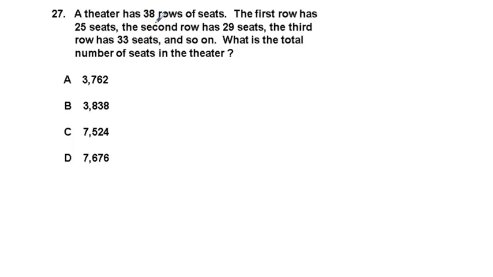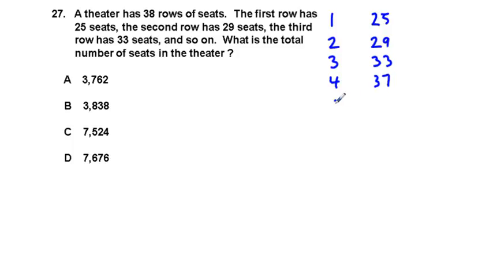You see, a theater has 38 rows of seats. The first row has 25 seats. So if we have rows of theaters, we have our first row that's going to have these 25 seats. And then the second row, row 2 I label, has 29 seats. And the third row has 33 seats. And so the pattern you notice is that each successive row is going to have 4 more seats than the prior row. So the fourth row is going to have 33 plus 4 seats, or 37 seats.